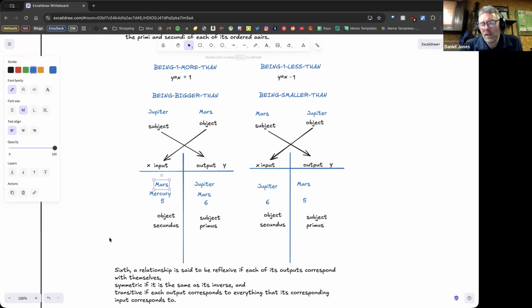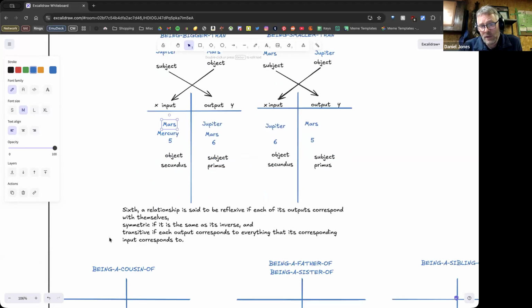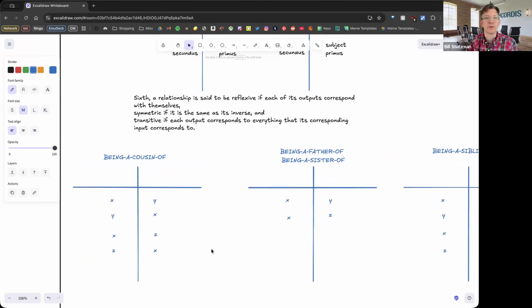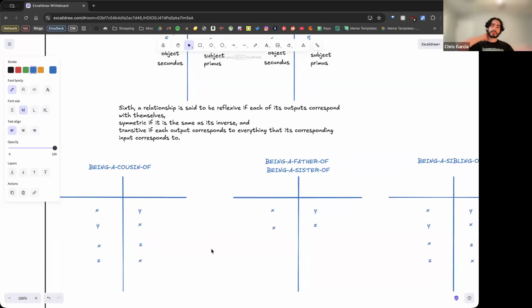By the way, being a cousin of is not reflexive, because you have to correspond with yourself. You're not a cousin of yourself. So the cousin of relationship is not reflexive.